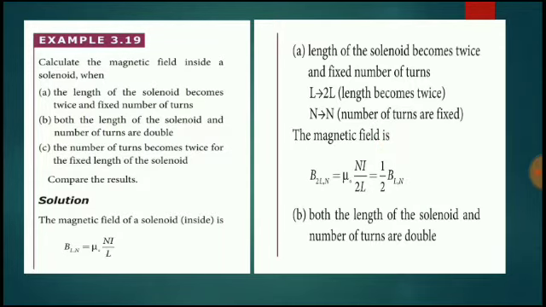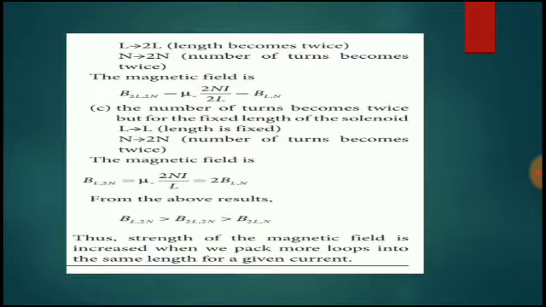And the second one: both the length of the solenoid and the number of turns are doubled. For this question, the length becomes twice and the number of turns becomes twice. So the magnetic field is mu naught, turns also twice, therefore 2N I, length also twice, therefore 2L. So the 2 cancels, and what is remaining is mu naught N I divided by L, which is equal to B_ln. Yes, same as the first equation.